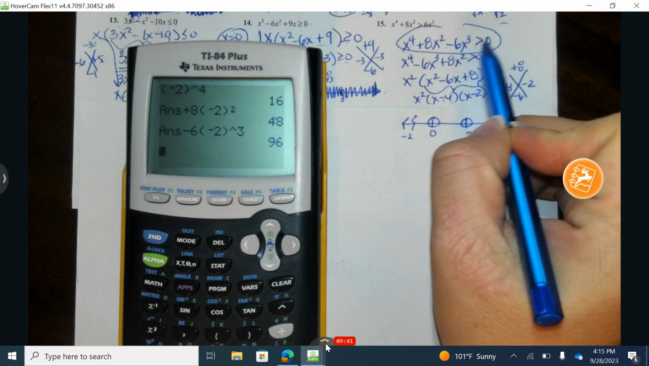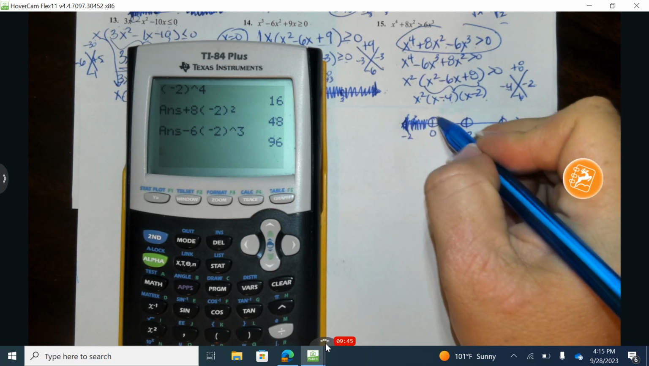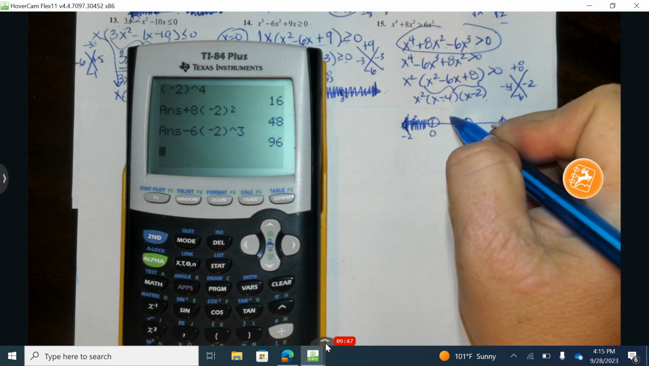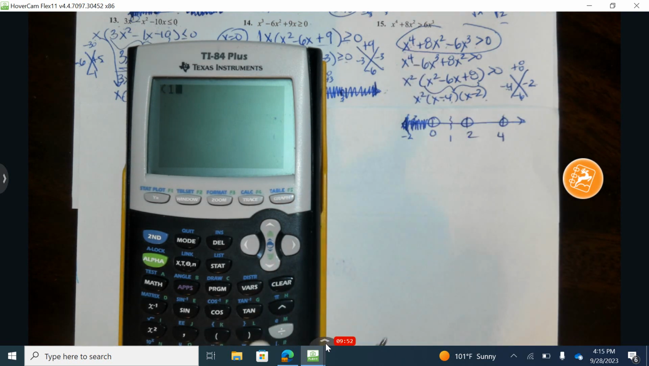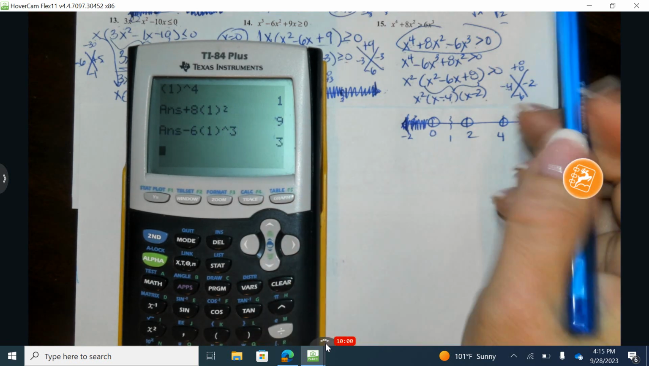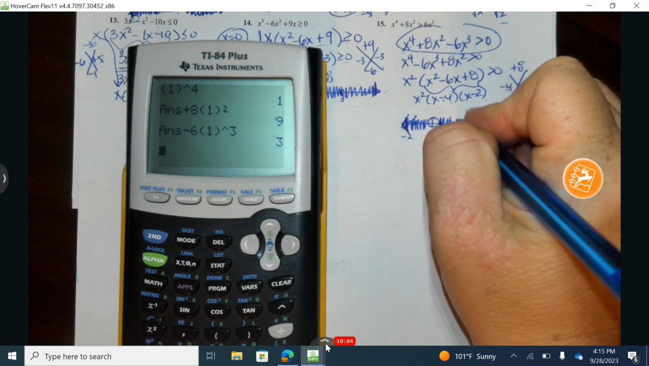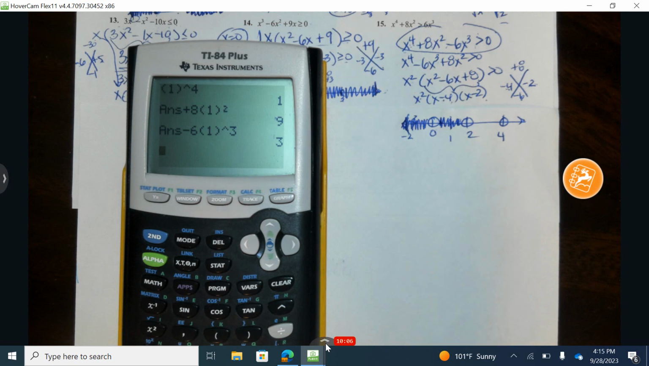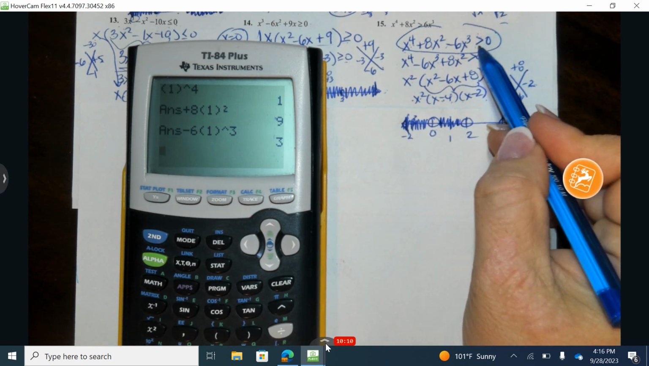Is 96 greater than 0? It sure is. So I'm going to shade over here. I'm not shading at 0. Now I choose any number in between, like 1. Let's go again. 1 to the 4th plus 8 times 1 squared minus 6 times 1 to the third. I get an answer of 3. Is 3 greater than 0? It is. I shade in between, but don't shade at 0. 0, it says, is not a solution. These are not solutions. There's not a line underneath.